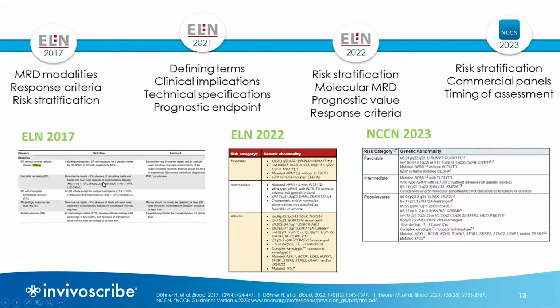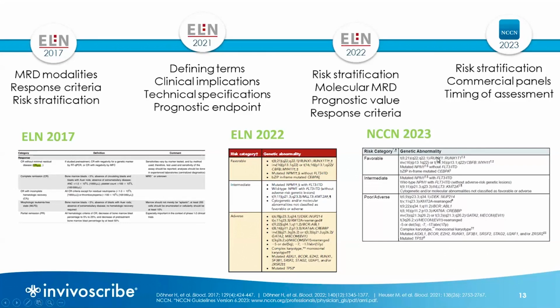And finally, response criteria. They basically took this and fleshed it out a bit more so that it could be more clear. And then they dropped the limit of detection, in this case specifically referring to NGS, to 10 to the minus 4.